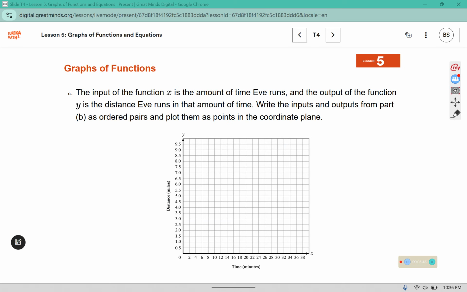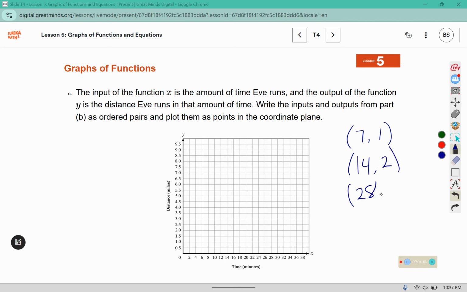Part C, the input of the function x is the amount of time Eve runs, and the output of the function y is the distance Eve runs in that amount of time. Write the inputs and outputs from part B as ordered pairs, and plot the points in the coordinate plane. In 7 minutes, she ran 1 mile. In 14 minutes, she ran 2 miles. And in 28 minutes, she ran 4 miles. So we need to plot those.